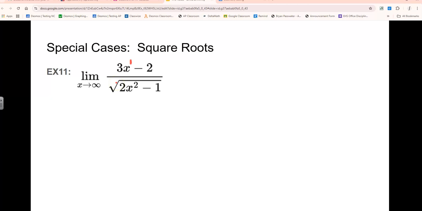So in this case, these problems are a little bit different because it does matter in these problems whether or not x approaches positive infinity or negative infinity. So if x approaches positive infinity, then the square root of x squared equals positive x.